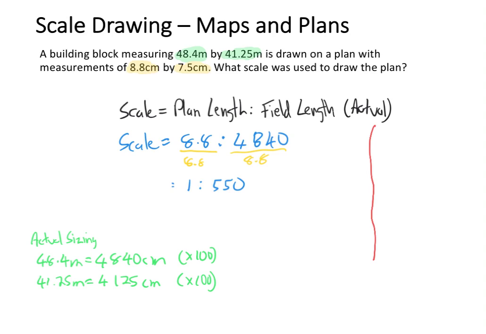Now I could have used my width dimensions to come up with the same scale. So if I use my width dimensions, it would have been 7.5 is to 4,125, and then I would have divided both of those amounts by 7.5. So 7.5 divided by 7.5 is 1, and 4,125 divided by 7.5 is 550.